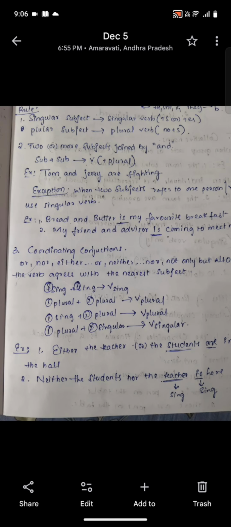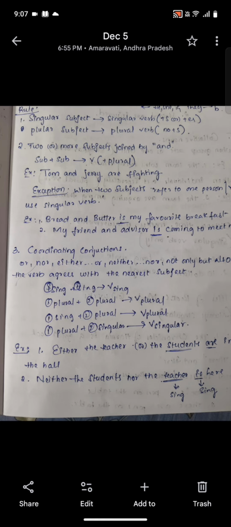For this we have rules for how and where to use, and where we should not use these verbs in sentences. When it comes to the first rule, if you have a singular subject, we have to write a singular verb by adding s or es. When in a sentence we have a plural subject, we have to write a plural verb without adding an s.